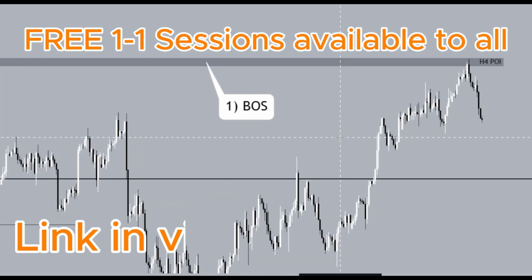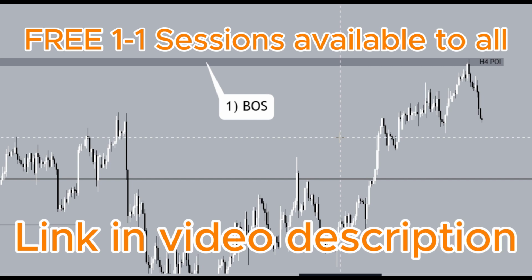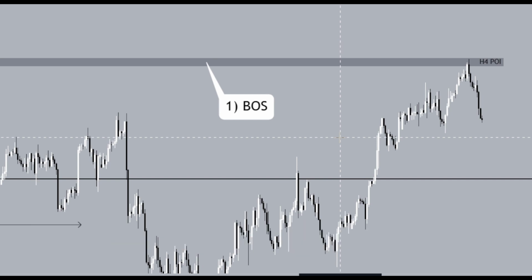So the first rule is that we must see a break of structure on any time frame. You want to see the POI break something, whether it's major structure, minor structure, a supply or demand zone. It has to break something, right? Typically swing structure on the 4-hour time frame.